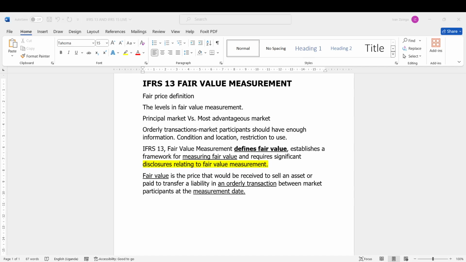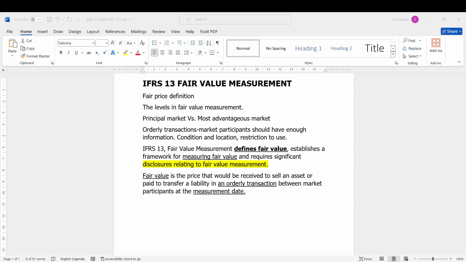What we should know is, where this standard guides us on the measurement of fair value, there are some assets where we cannot use this standard because the respective standards provide the mechanism of measuring the fair value. If I can ask Ivan, can you hear me, Ivan? Yes, I can hear you.